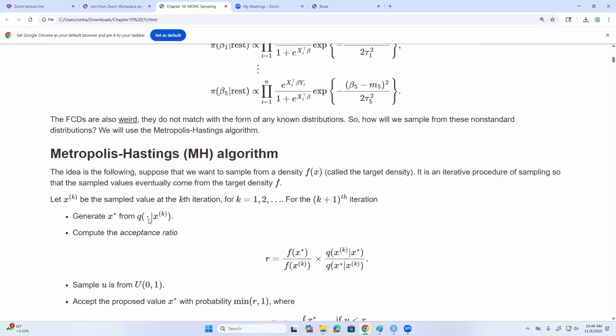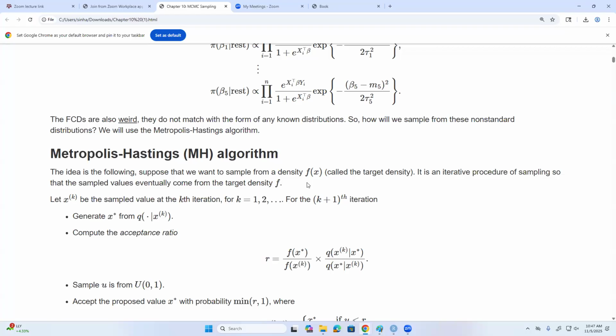So the idea is the following. Suppose that we want to sample from a density f, and the variable is x. This x has nothing to do with the predictor variable. It is a generic variable, and this is the density function. This density function has a complex form so that I don't know how to sample from it easily.